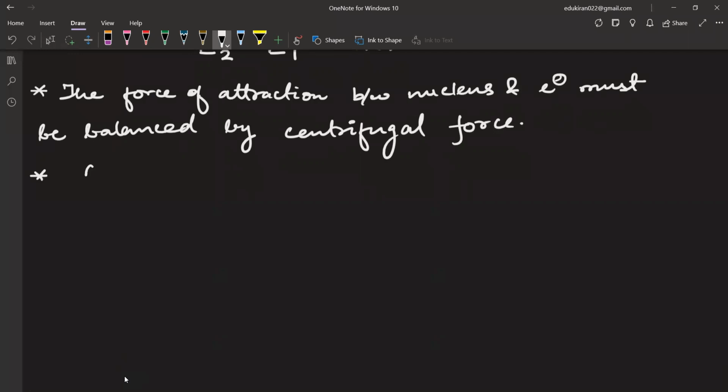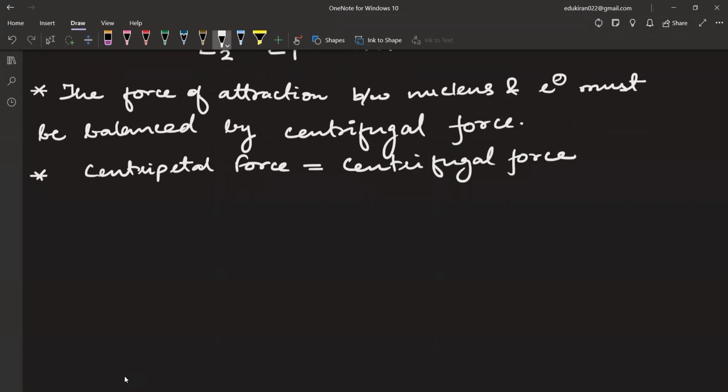What I'm trying to say is centripetal force should be equal to centrifugal force. This centripetal force is what? It is the Coulombic force or electrostatic force, because we have positive charge and negative charge. This force is Coulombic force. Please write Coulombic force. And this centrifugal force is the plain simple centrifugal force that we have, mv square upon r square. Okay, mv square upon r square. Please write what is Coulombic force.